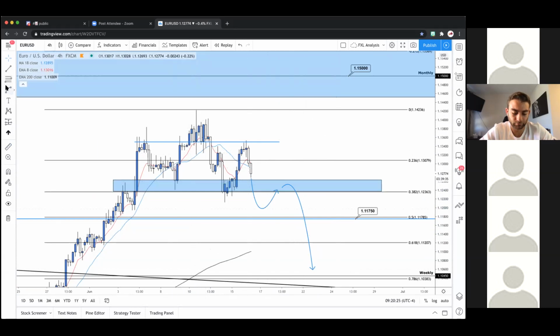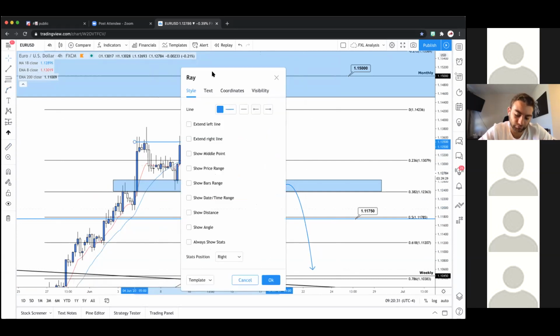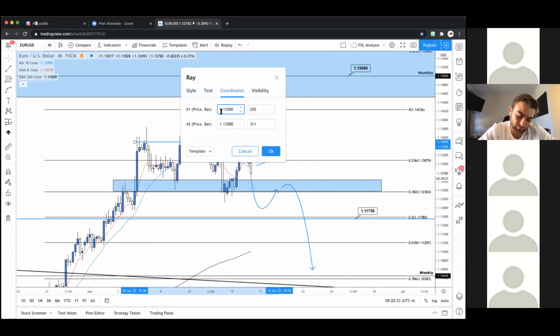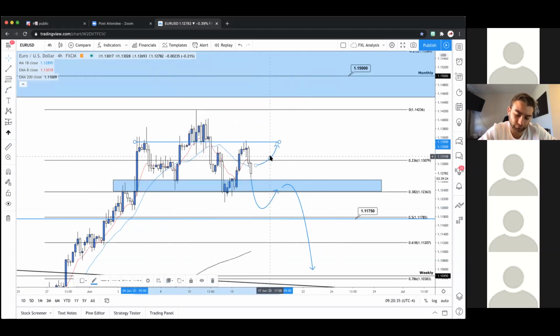But again, we always want to take a look at both scenarios. If we want to see a break of this level right here, 1.135, for us to then consider long positions. So a push higher, confirmed higher low, and then we're in. That's what we want to see. And then we'll target 1.15.